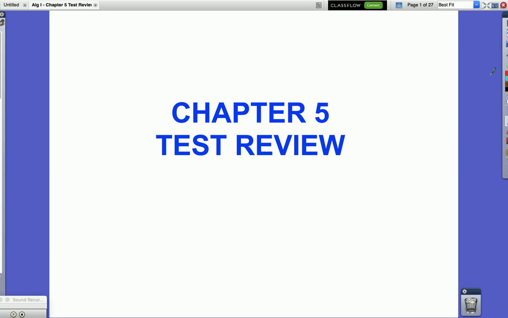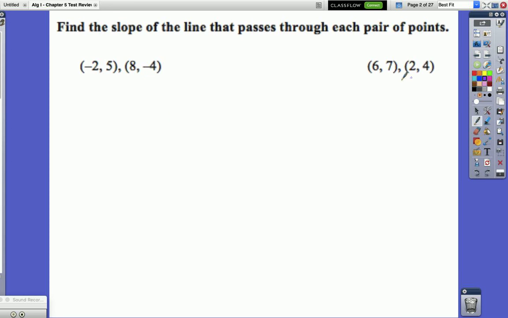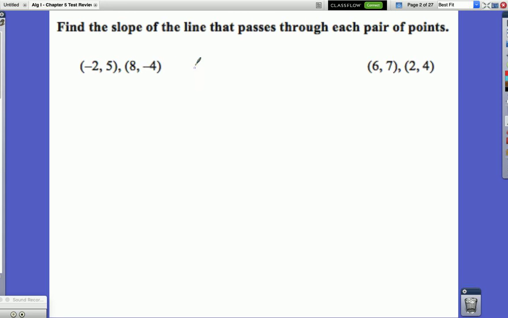Okay, here's our Chapter 5 test review. First two problems are finding the slope. Remember to find the slope, use the slope formula, m equals y2 minus y1 over x2 minus x1.